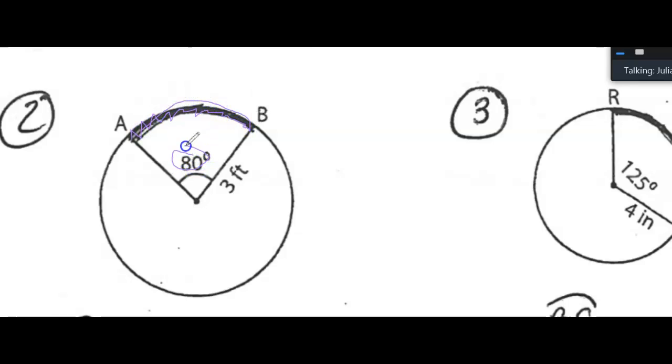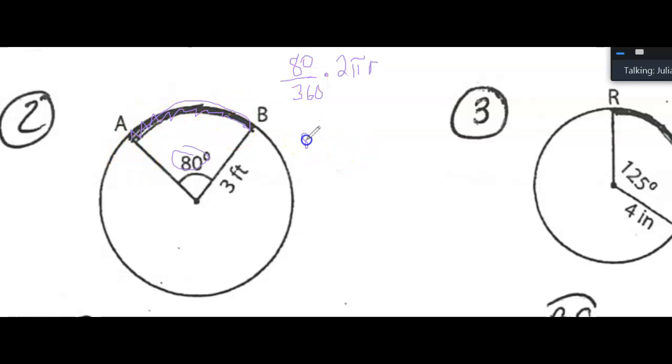So this is 80 degrees out of 360. So I'm going to write 80 out of 360. That's the only piece I want. I don't want the whole thing. I only want 80 out of 360 times the circumference, right? So the circumference is 2 pi r. When I do 2 pi r, I find the whole circumference, but when I multiply it times 80 divided by 360, then that gives me only this piece.